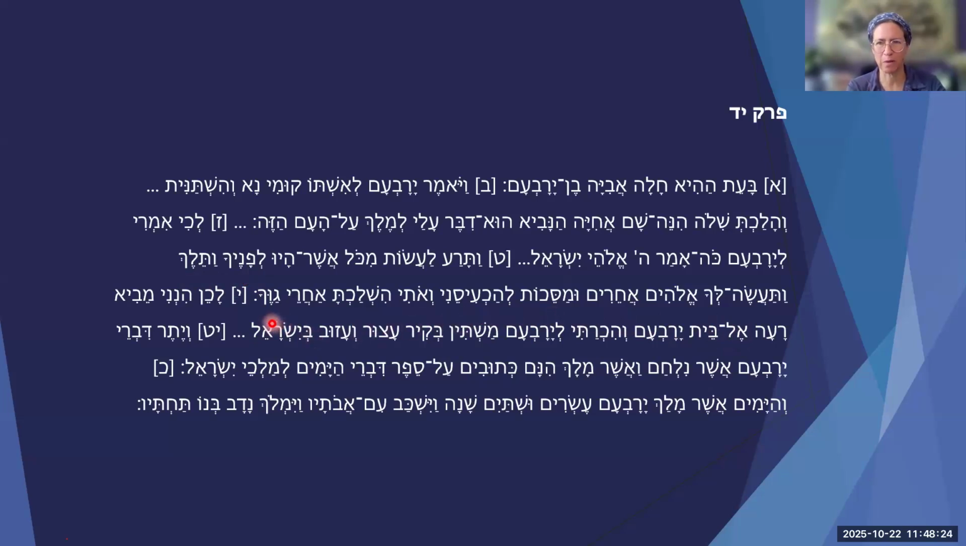Because you abandoned me, says God. Lachen, and now comes the nevuah. Hineni mevi ra'a el beit Yerovam, v'ichrati liYerovam mashtin bakir atzur v'azov Israel. I'm going to destroy your entire dynasty, he tells Yerovam. Okay, and he goes on with this horrible thing.